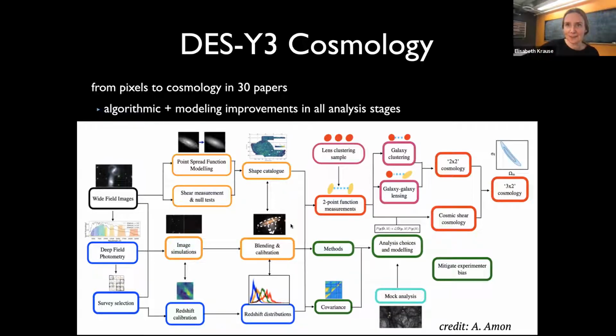And I'll defer to this nice flowchart here from Alex Amon, showing you how we go from the data on the left-hand side in terms of wide field images and deep field photometry to eventual cosmology constraints. So this includes, for example, enormous improvement in the modeling of the point spread function and shear measurement null tests, as well as quite a breakthrough in image simulation required to calibrate how well we do our weak lensing measurements, and a bunch of other improvements along the way.